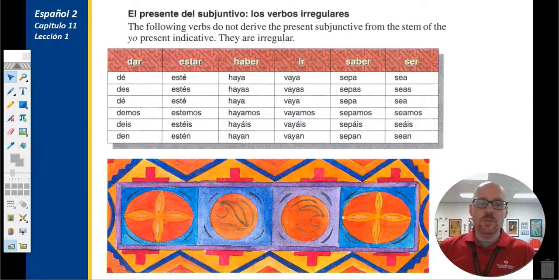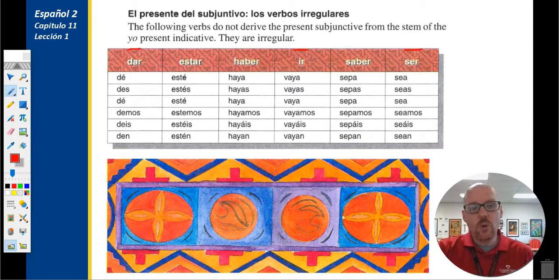Just some quick conjugation review. The present of the subjunctive. There are some verbs that are irregular. Now, you remember that a lot of these verbs are verbs that in the regular present indicative, the yo form has an OY. That would be dar. The yo form of dar in the regular indicative present tense would be what? Doy. For estar, the regular yo indicative would be estoy. For ir, the regular yo indicative would be voy. For ser, the regular yo indicative would be soy.